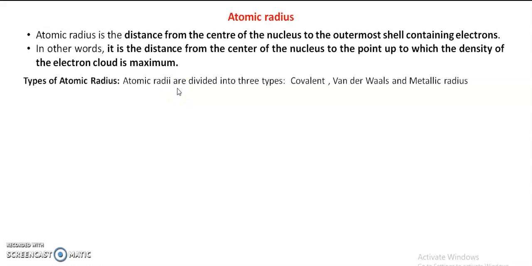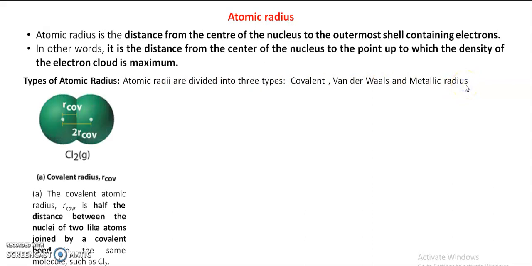Types of atomic radius. Atomic radii are divided into three types: covalent, van der Waals, and metallic. First is covalent radius. So what is covalent radius? It is half the distance between the nuclei of two like atoms joined by a covalent bond, like Cl2. This is the molecule of Cl2, and here we can see the atomic radius of Cl.